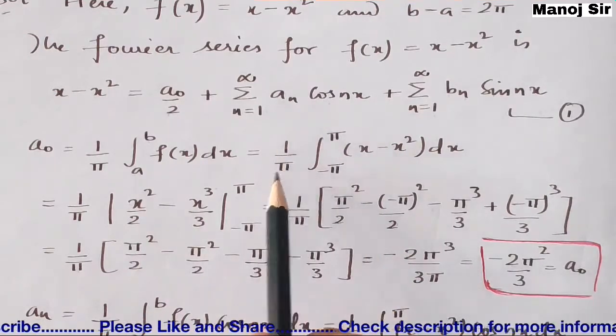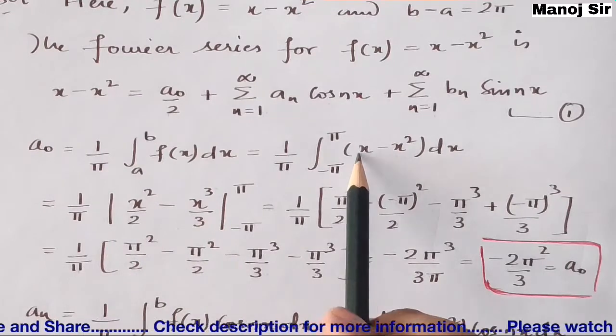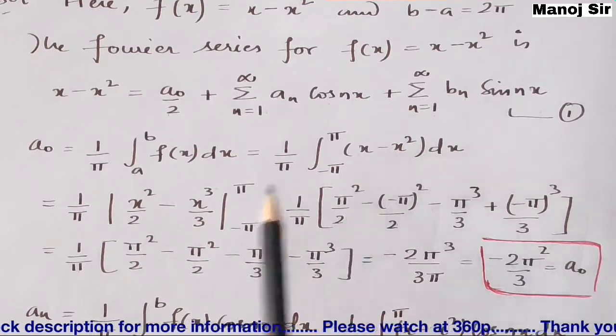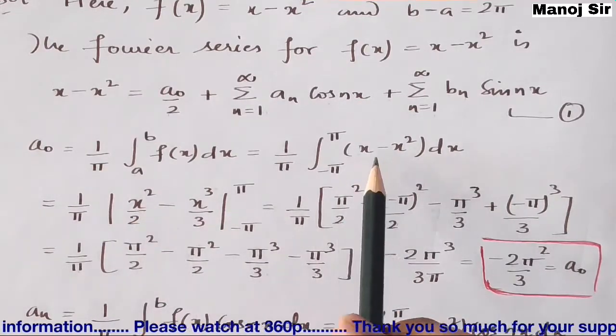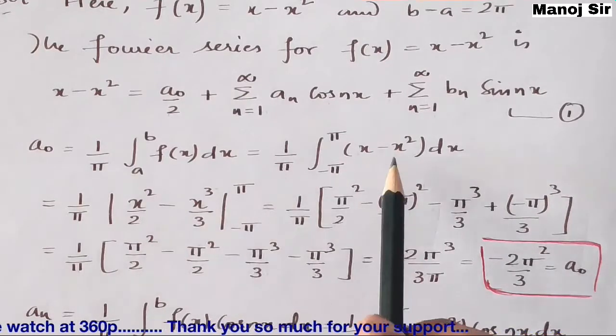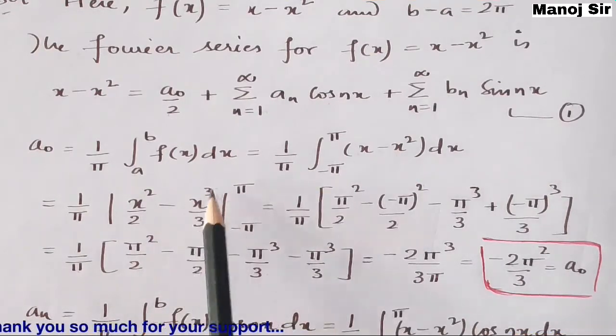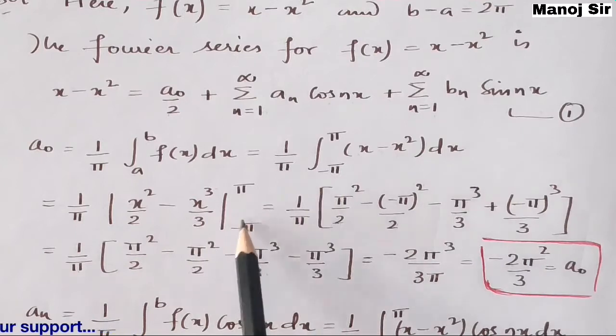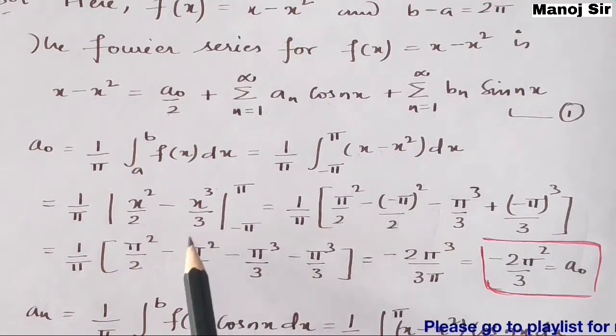So simply write this 1 upon pi here. Now integrate x with respect to x. So this is going to be x square upon 2. Now this minus sign is as it is. Integration of x square becomes x cube upon 3. Now the limit is from minus pi to pi. Now if you put the limit, that is upper limit minus lower limit.